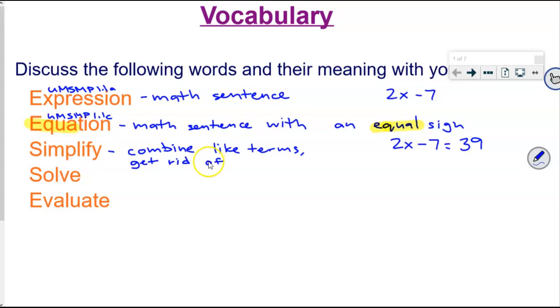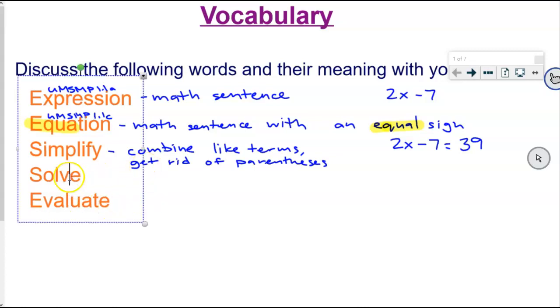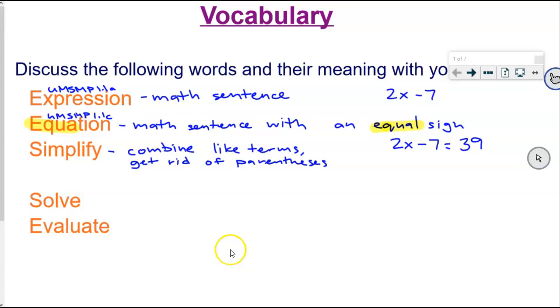We have been doing a lot of simplifying. Okay. Solve. What do you think solve means? I see hands, but as soon as I see a fresh new hand, I want to try and call on that fresh new hand, and then I can go to hands that I've already called on. Let's start with Brian. What does it mean to solve?